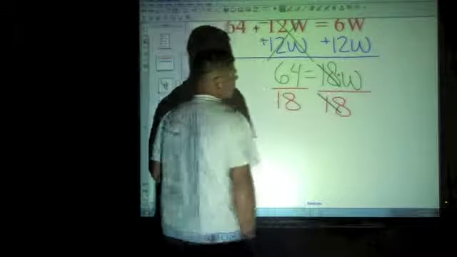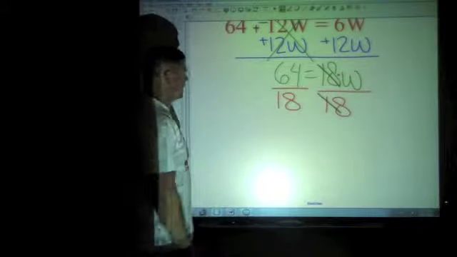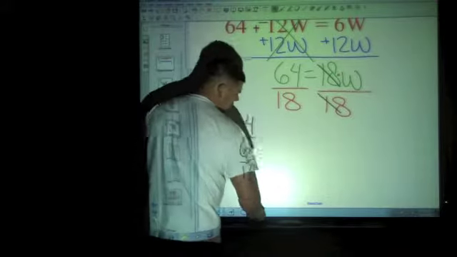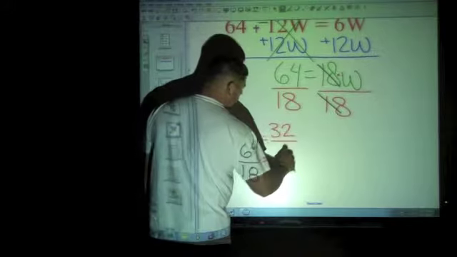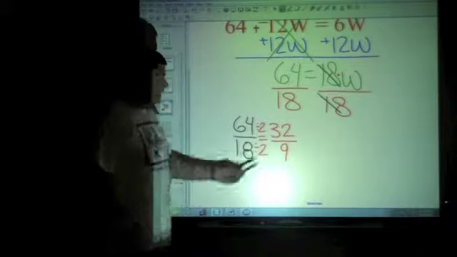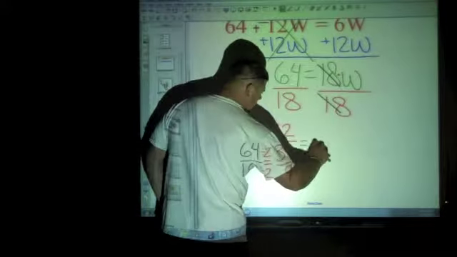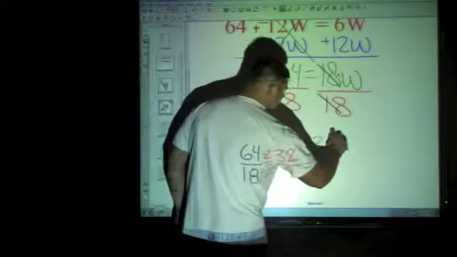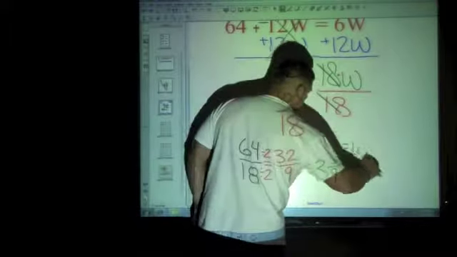The 18s cancel out, and I'm left with a scenario where 18 doesn't go exactly into 64, but I can simplify it. I could take 64 over 18. There's a number of ways, but I could look at this and say, I know that 2 goes into both, so that would make 32 over 9, because they're both divisible by 2. And at this point, 9 can go into 32 exactly 3 times, and that would make 9 times 3 is 27, so there's 5 of those left, 5/9. 3 and 5/9 is equal to w.